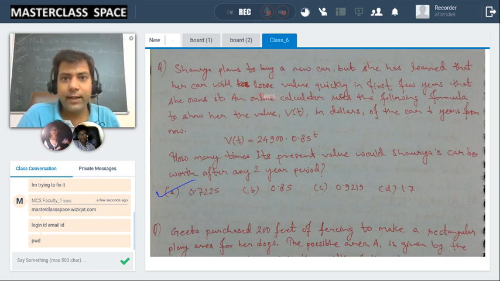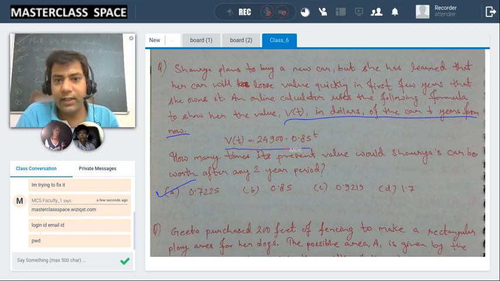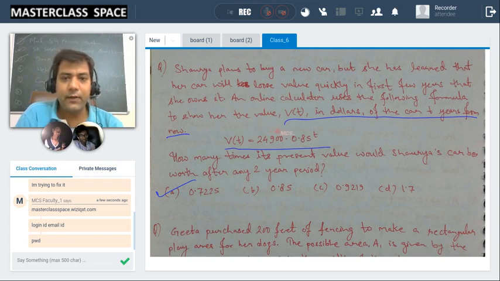Okay, an online calculator uses the following formula to show her the value V_T in dollars of the car T years from now. After T years, what is going to be the value? What is going to be the price of that car? It is calculated by this formula: V_T equals 24,900 into 0.85 to the power T.